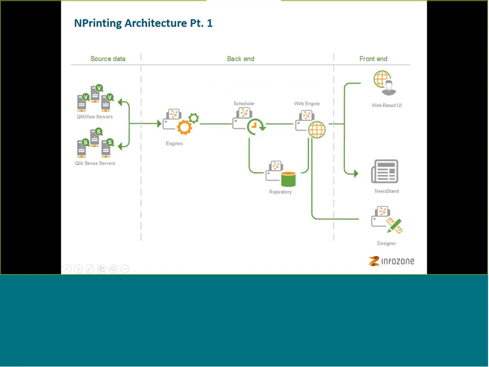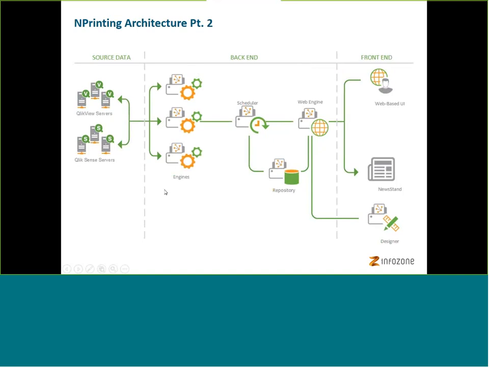For this middle section, think of this as a single deployment of NPrinting. We have one engine, a scheduler, a web engine, and a repository all installed on the same server. Now this can be a multi-engine deployment too to improve performance. So the front end, we have a web-based UI where we can access the Newsstand, and if you want to design reports, you're going to have to install that on your computer separately if you're accessing via this layout.